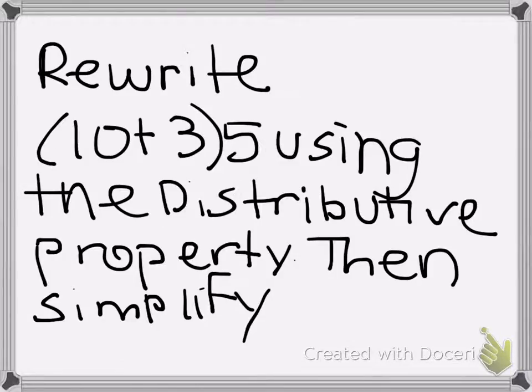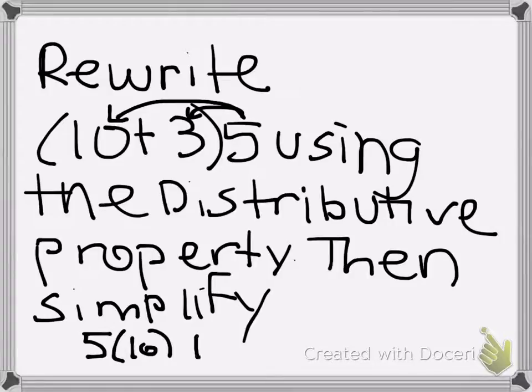Here we're using the distributive property, which I talked a little bit about already, but whenever you have something directly outside parentheses and inside the parentheses you have an addition or subtraction problem, you're supposed to distribute what's outside the parentheses to every part inside the parentheses. And I usually show that by using arrows. And when I'm distributing, I'm multiplying. So I'm going to take 5 times 10, keep the same operation in the parentheses, which is plus, and then I'm going to do 5 times 3. So that would be rewriting this expression using the distributive property.